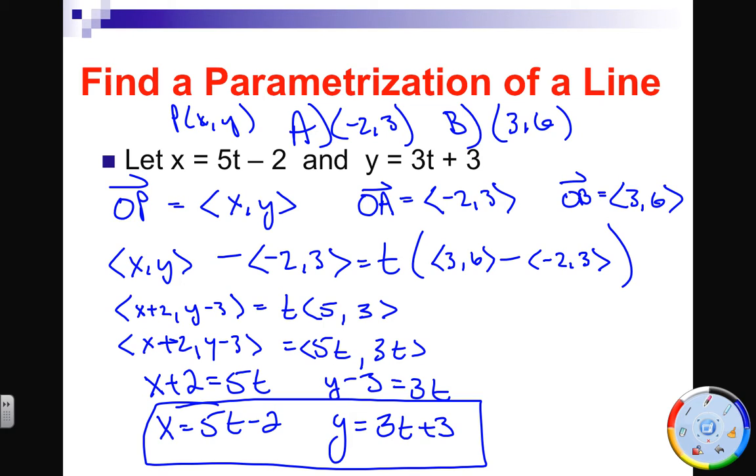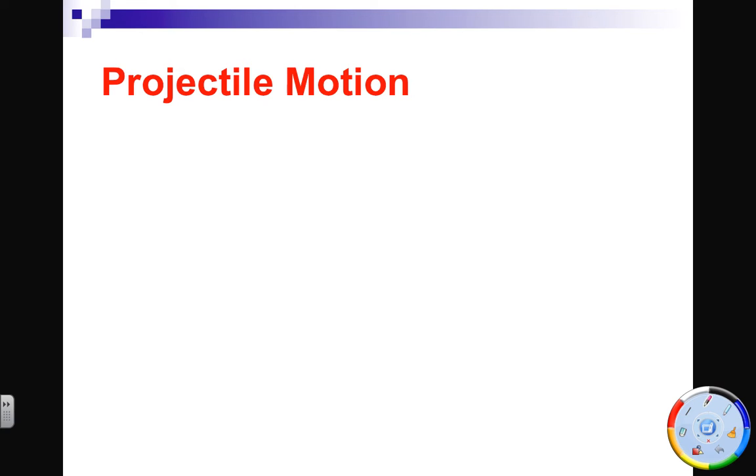All right, it's not hard, you just have to practice the skill. So let's get into what I think is the most fun stuff from this particular lesson. It's projectile motion, so we're looking at how something flies through the air.